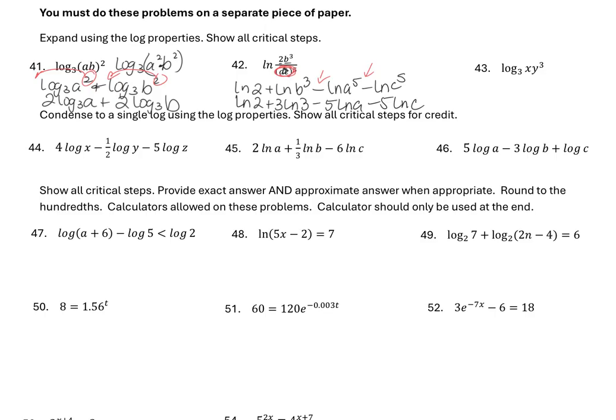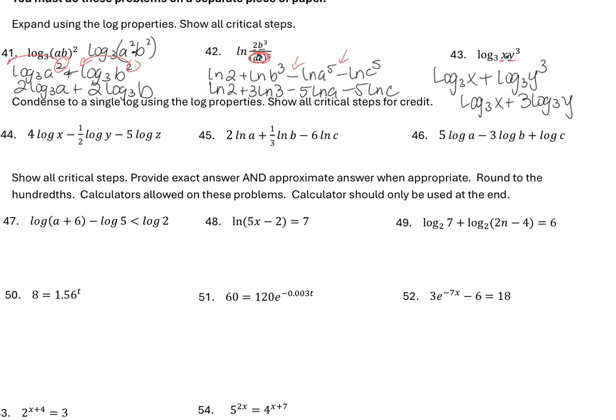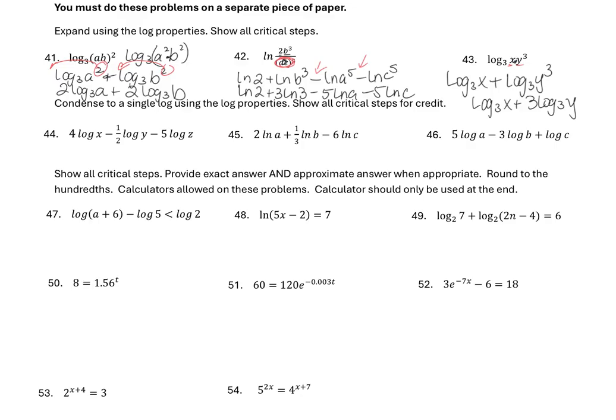And then number 43, we're going to have a different log for the x and a different log for the y. The exponent doesn't count as a separate number. So we have log 3 of x plus, that's multiplication, so it becomes addition, log 3 of y cubed, and log 3 of x plus 3 log 3 of y. So every number gets its own log. Exponents don't count. Now condense into a single log.